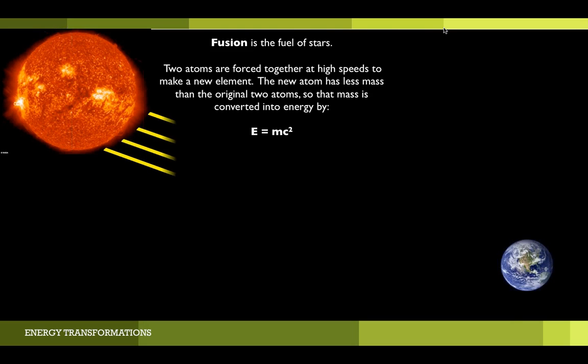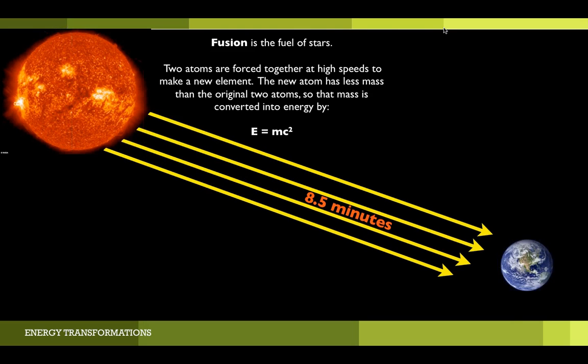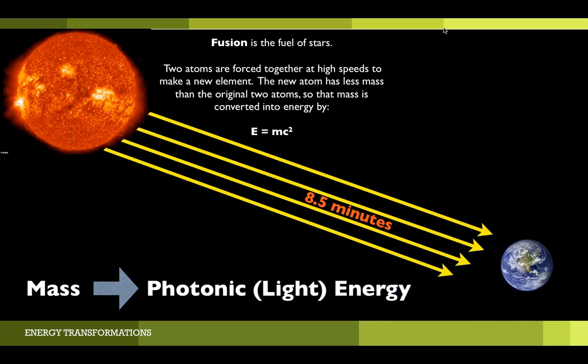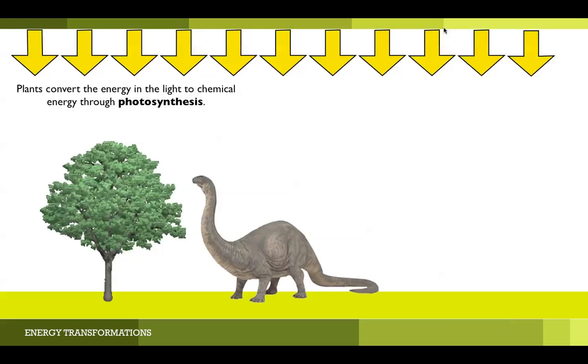So it's taking mass and turning it into energy. The type of energy it's turning it into is photonic energy, which is light energy. So that light energy travels from the sun, takes about 8.5 minutes, and eventually lands on Earth. So when that light lands on Earth, some of that light's gonna, let's say, run into a tree.